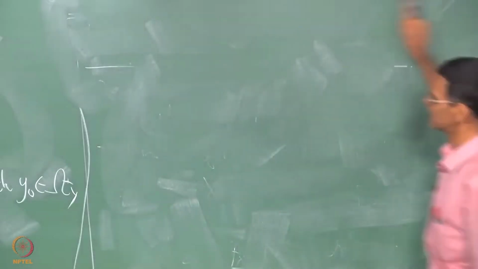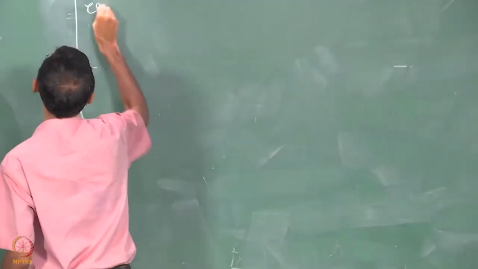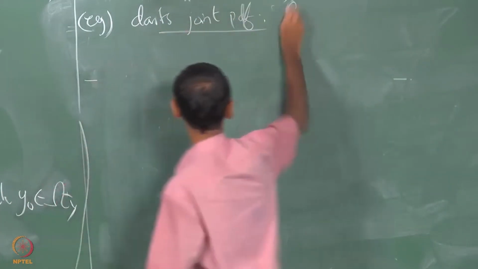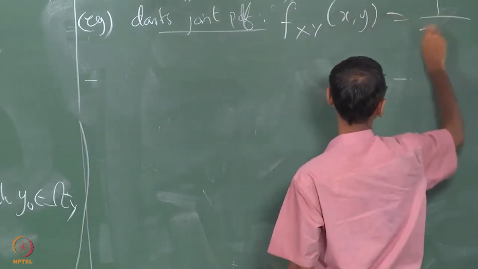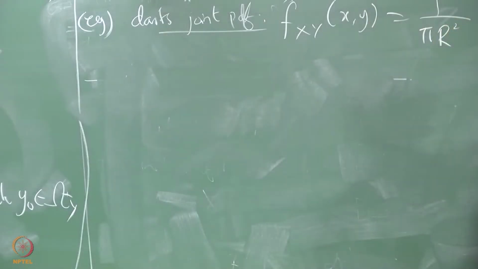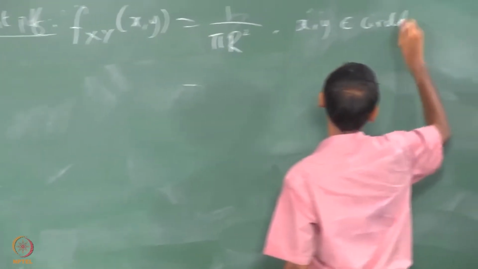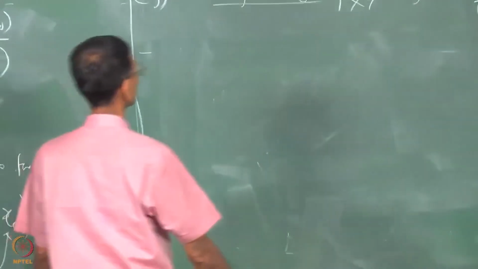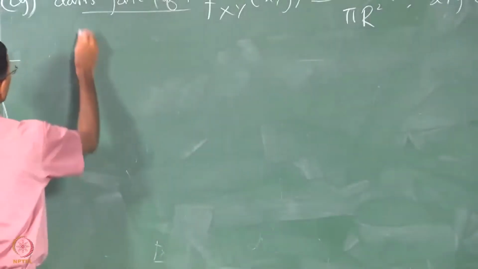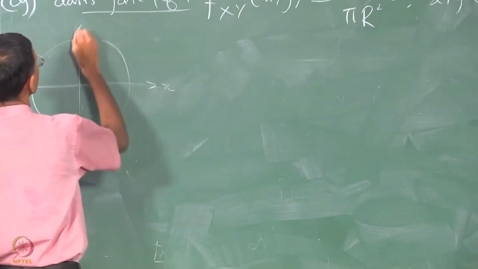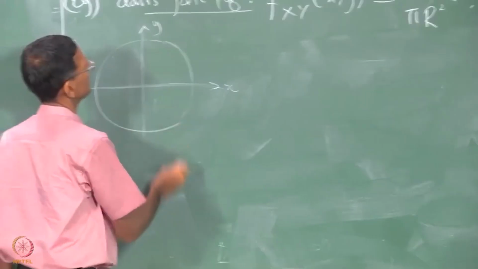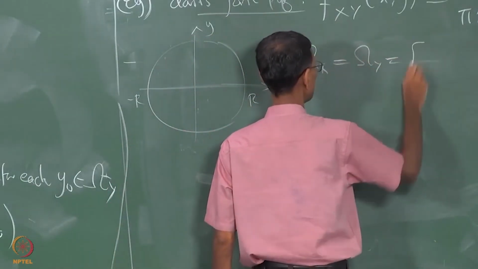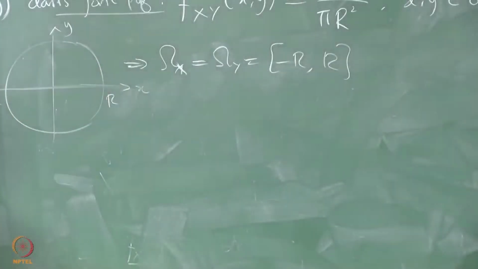So let us go and apply all this to our one example with darts, the so called darts joint PDF, where f x y of x y was given to be 1 by pi r squared for x y inside the circle of radius r, centered at the origin. Of course we have to draw it. So now we know that omega x and omega y are both the set minus r to r. I can close or open, it does not make much of a difference anyway. So we just write it like that.